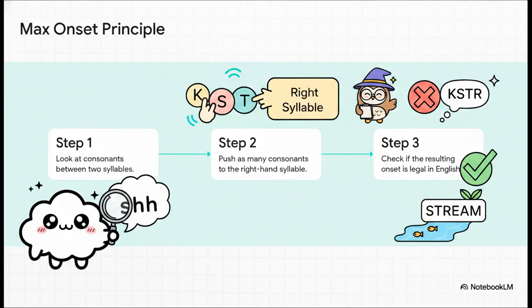And as we literally just learned, no English word can begin with k, s, t, r. The absolute maximum is 3 consonants starting with S. So, since k, s, t, r is illegal, we have to back up. We assign the k to the left side, leaving str on the right. And since str is a perfectly legal English onset, like in the word stream, the true scientific division is ek-stra.